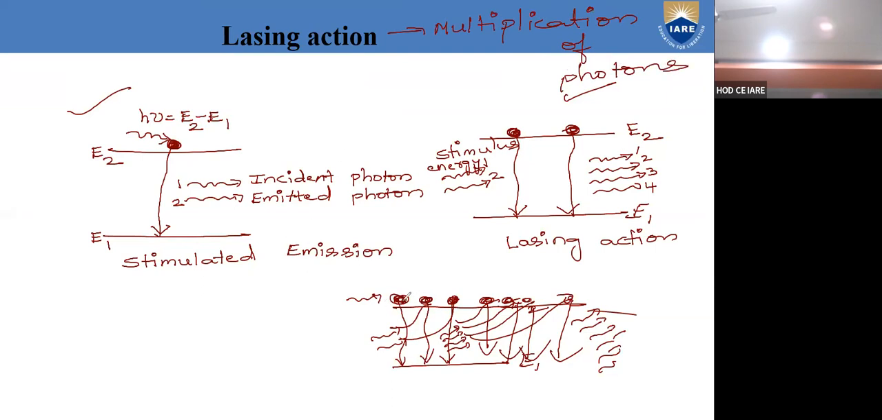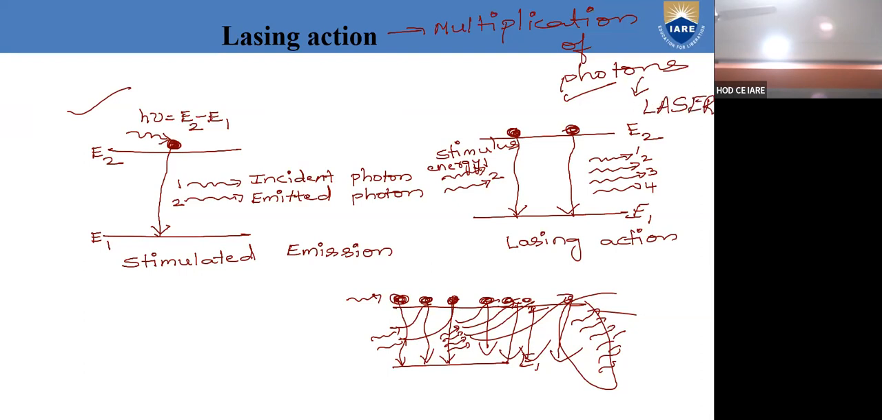If I am able to make one atom come down by making one photon fall on it, out of the photons emitted during stimulated emission, I can get many photons. This process is called lasing action. And we know that due to stimulated emission, whatever photons are emitted, all of them together give us what type of light radiation? Laser.